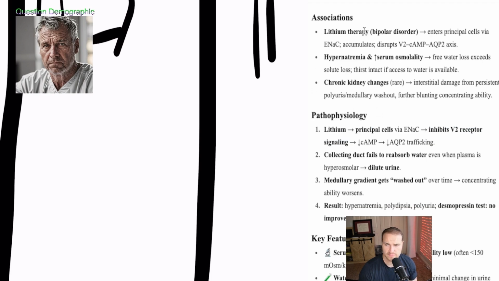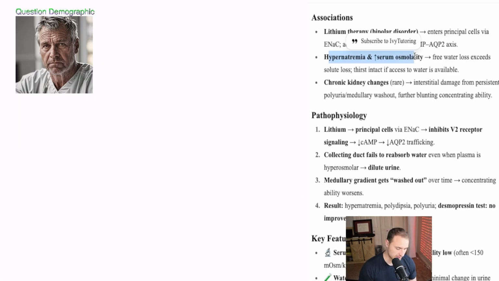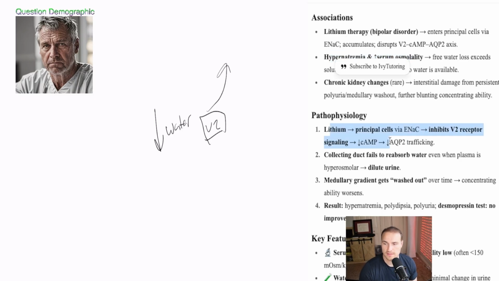Let's talk about the pathophysiology here. Lithium therapy for bipolar disorder disrupts the V2 channels. And so you get hypernatremia and increased serum osmolality. Why? Because that water leaves. The water is gone. It can't be reabsorbed by those V2 channels anymore. So the lithium inhibits the V2 receptor signaling. The collecting duct fails to absorb the water.